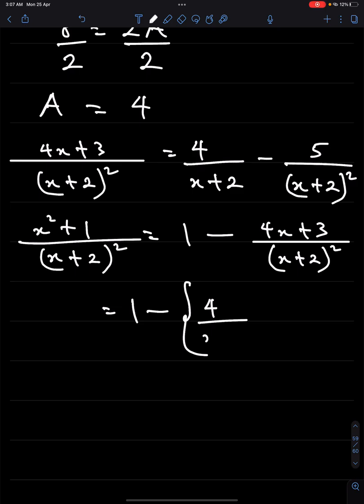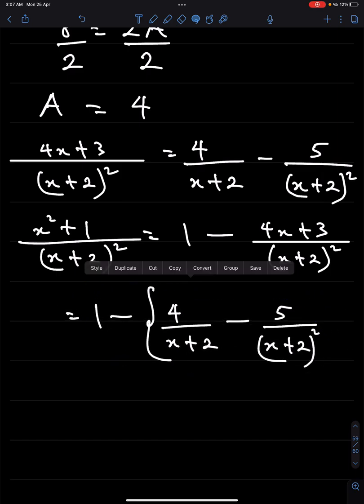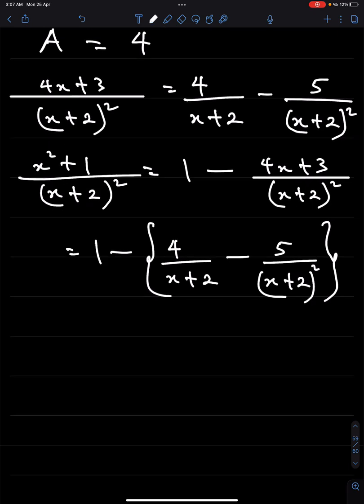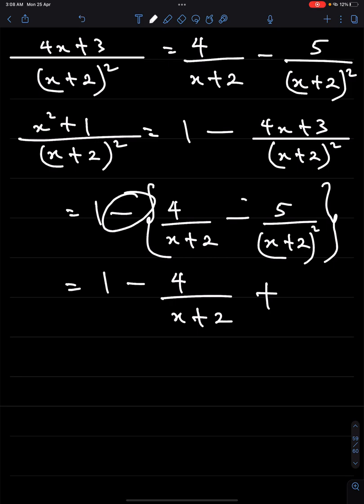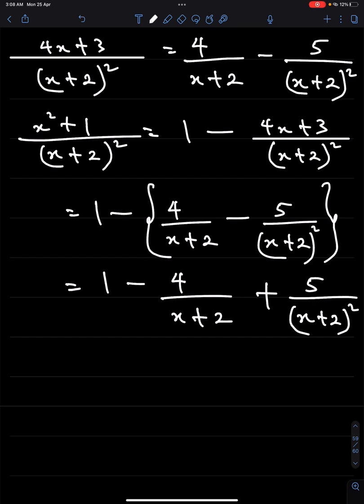4 over x plus 2 minus 5 over x plus 2 squared. Space doesn't look enough. And I can open the brackets now. Let me delete this here. So I can open the brackets now, and that's 1 minus 4 over x plus 2 plus, of course, minus times minus is plus, plus 5 over the square of x plus 2. So that's it very, very simply.